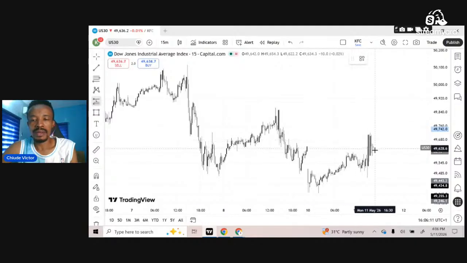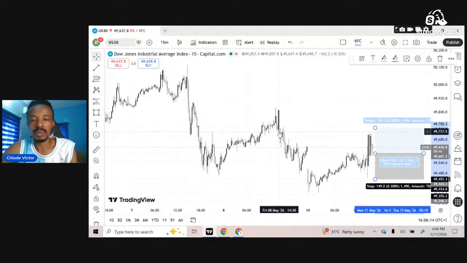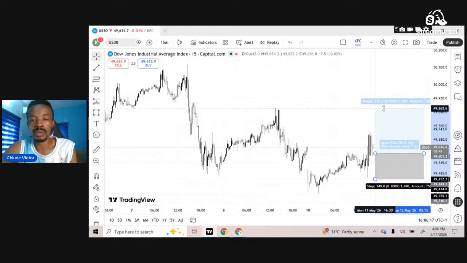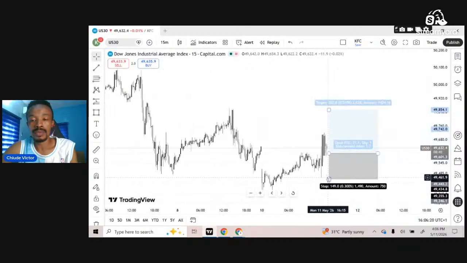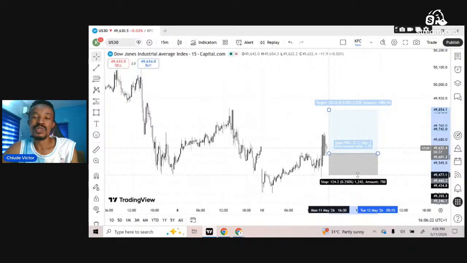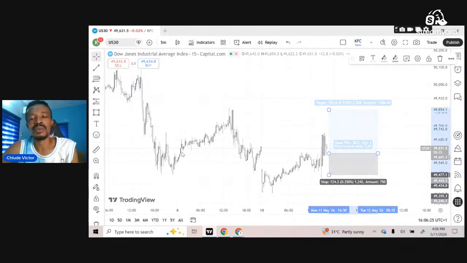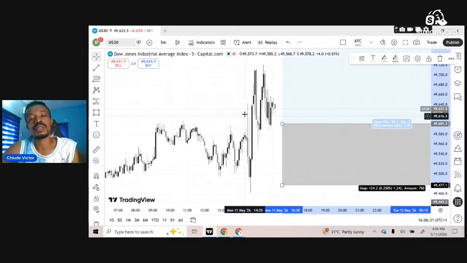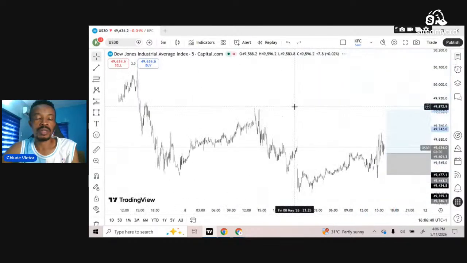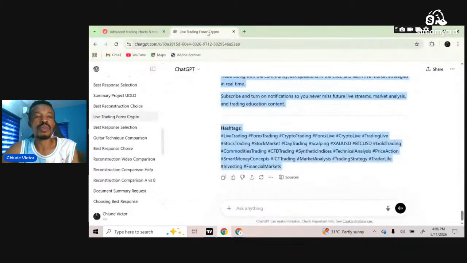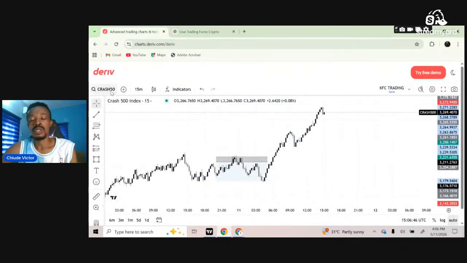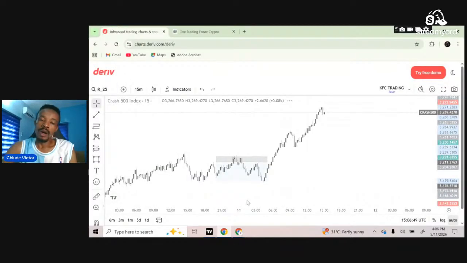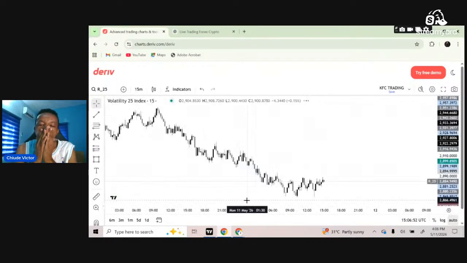So US 30 could buy from here until this is mitigated. Let's just say from here to this tip. That's what US 30 may do. But to get that, I'll go down to my smaller time frame. So you see this, boom, boom, it's failing. I'll look out for more internal structures before I confirm that. So that's what I'm seeing on US 30. I'm going to confirm any updates on the various groups, whether the VIP or the free.